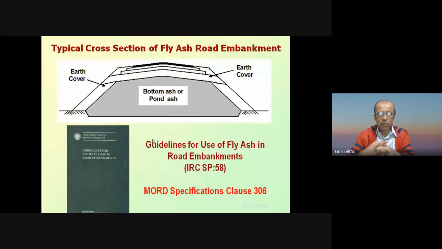So if it is a non-cohesive material, and if I make an embankment using a non-cohesive material, when it rains, it will erode. The rain water will erode a non-cohesive material. So that is why this concept of using fly ash encased between a good earth cover evolved.